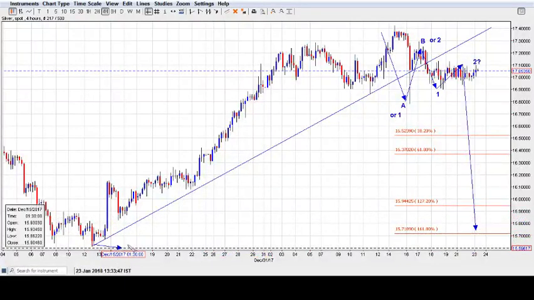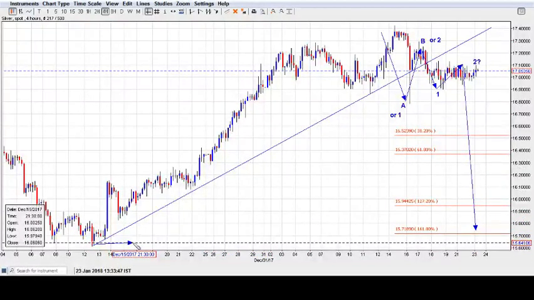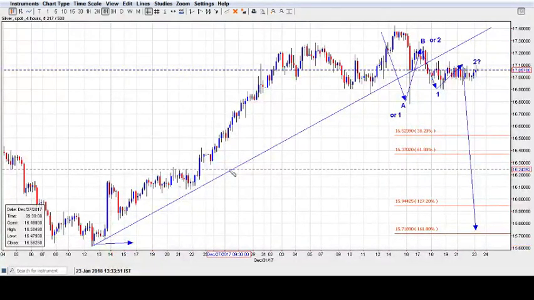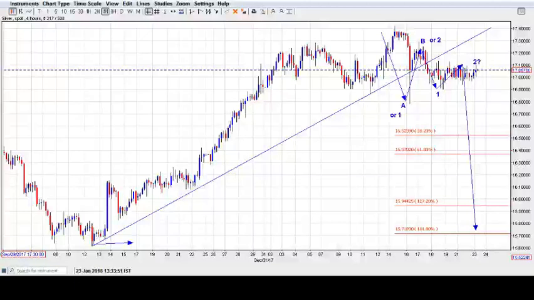Alright, so we are looking around the 1550 mark. That's the support which should be taken out in the next major move or major leg in silver.